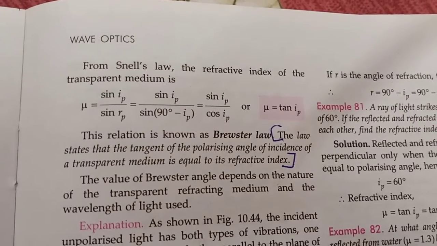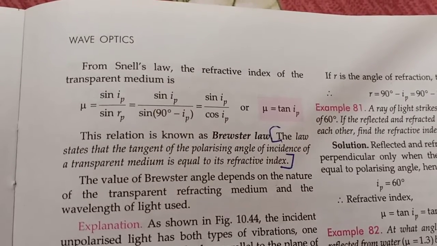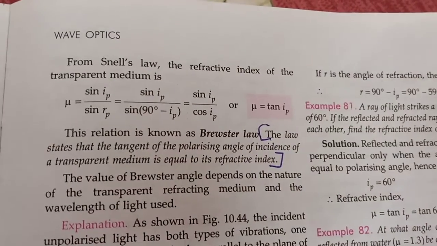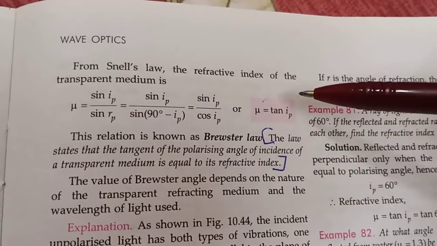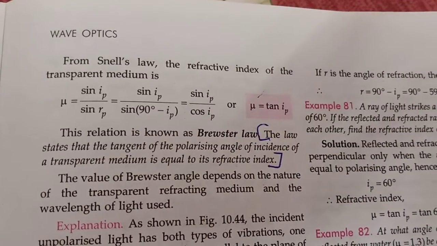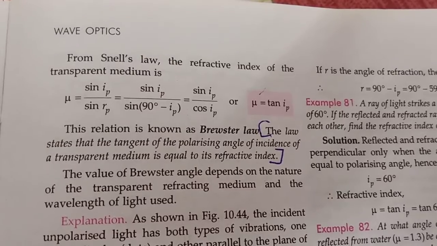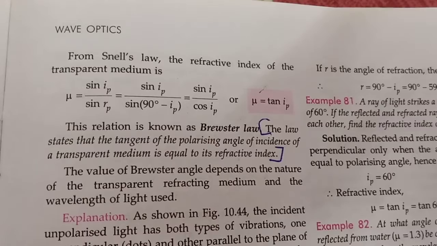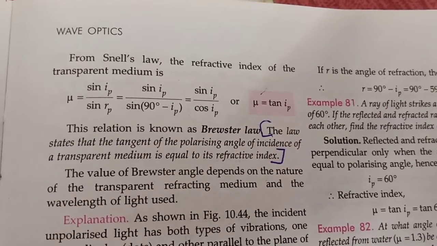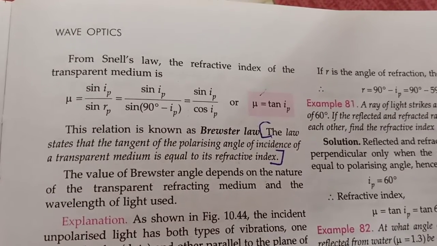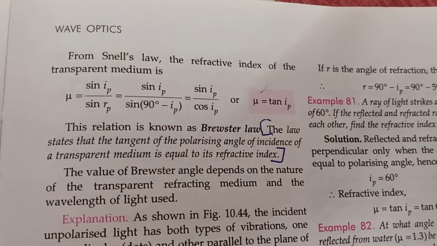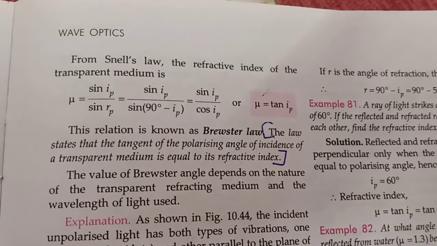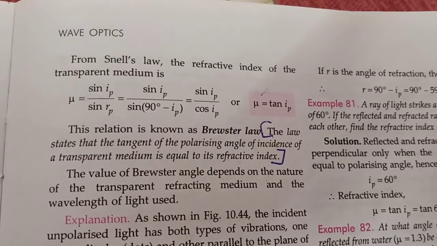which is equal to sine IP upon cos IP, since sine (90 minus theta) is equal to cos theta. So we know sine over cos is equal to tan. So the refractive index is equal to tan IP. This relation is called Brewster's law. The law states that the tangent of the polarizing angle of incidence of a transparent medium is equal to its refractive index. The value of the Brewster angle depends upon the nature of the transparent refracting medium and the wavelength of light used.